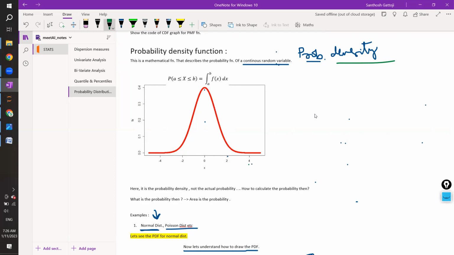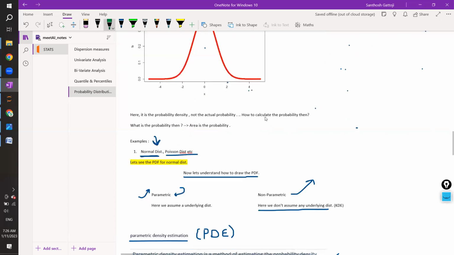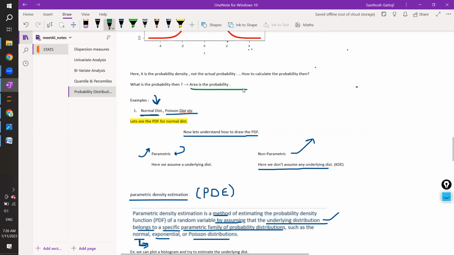So the exact probability value: for any given value, the overall possible outcomes are infinite. So at any single point you take, the probability will be 0. That's why you cannot have a direct probability; you will have a probability density function. Any value you take will give you a probability density, and using the area you can calculate the probability.